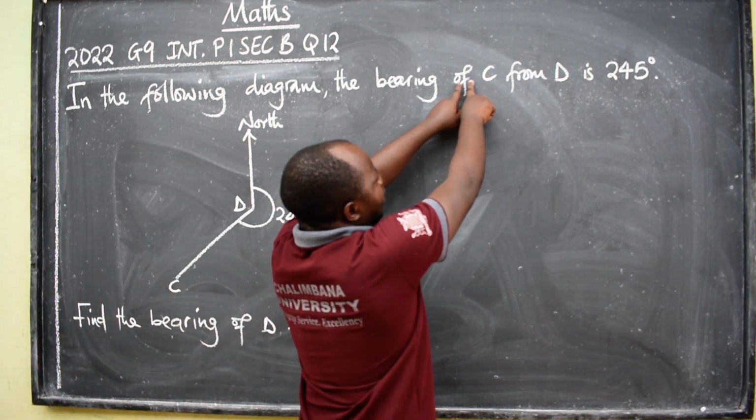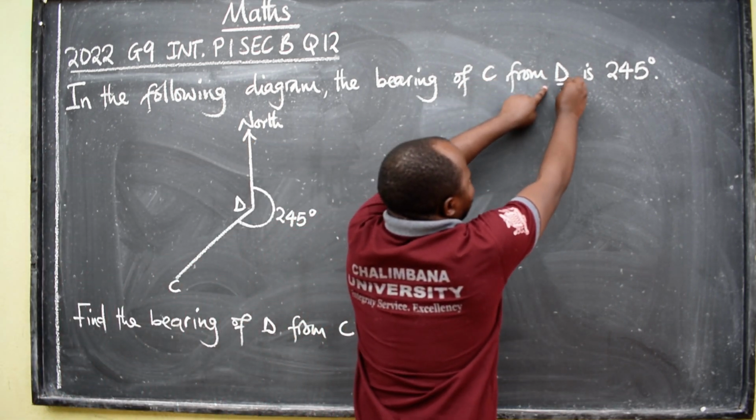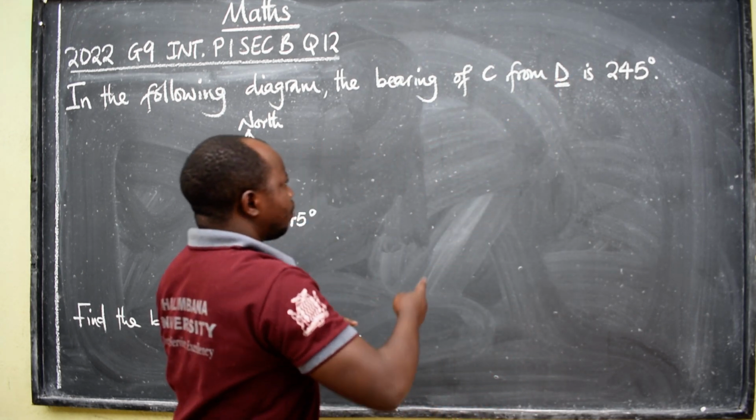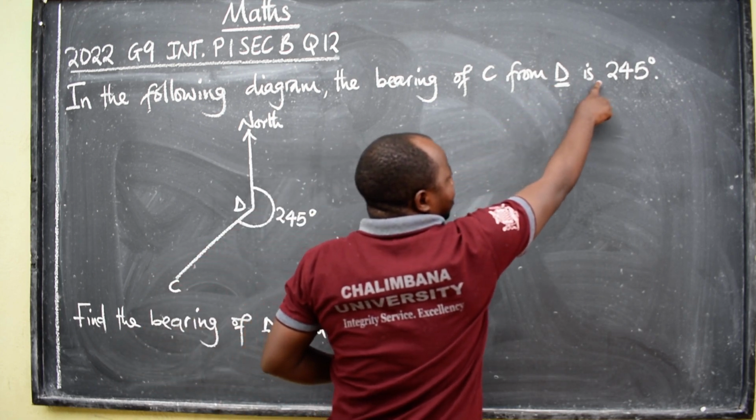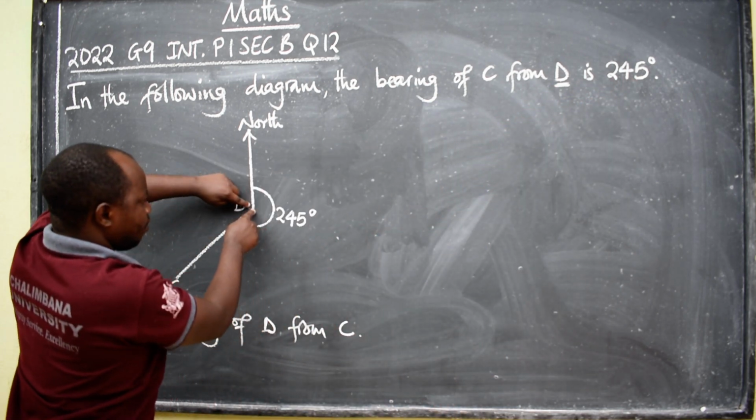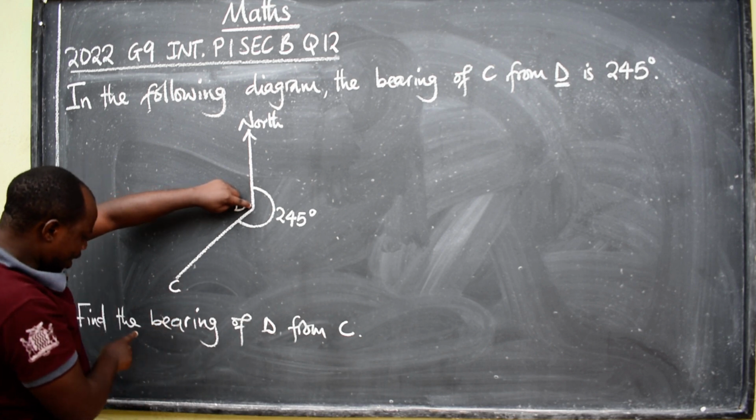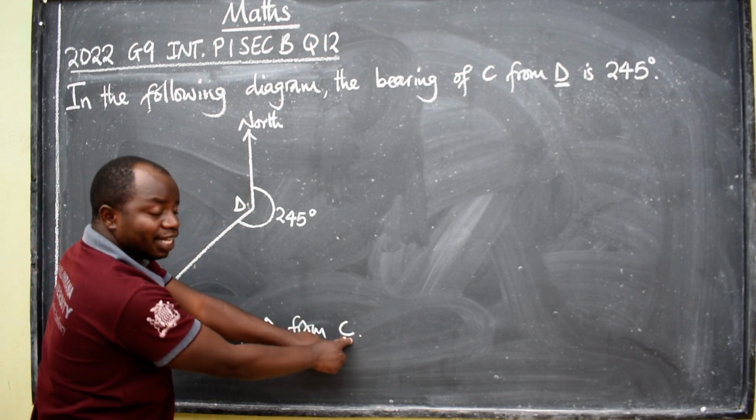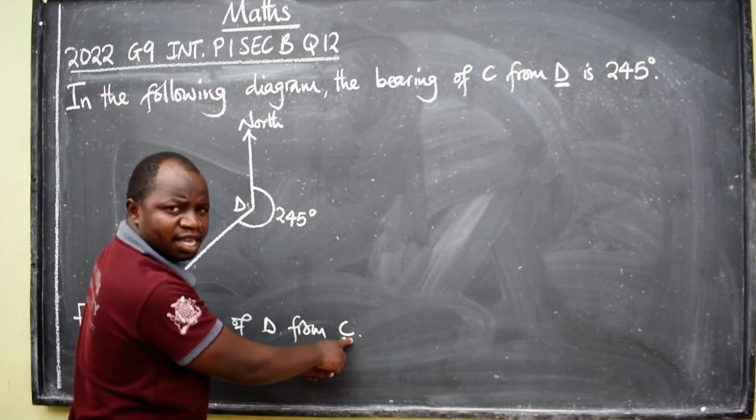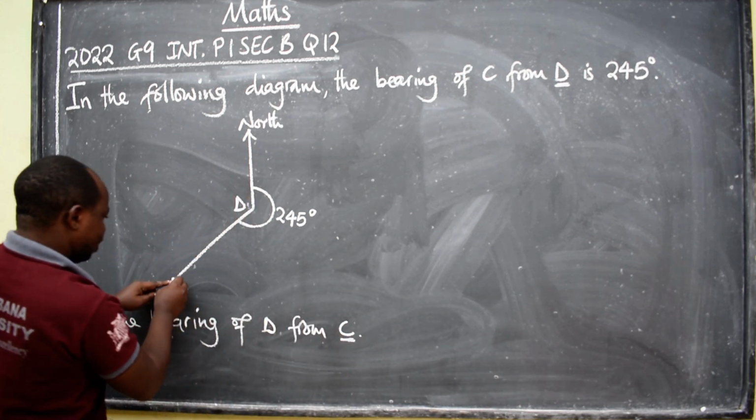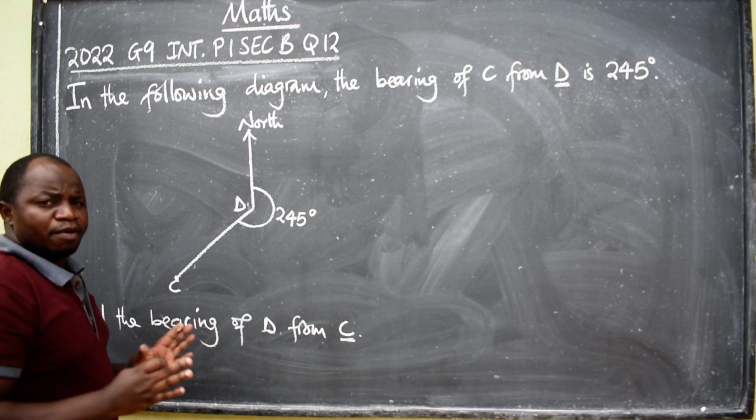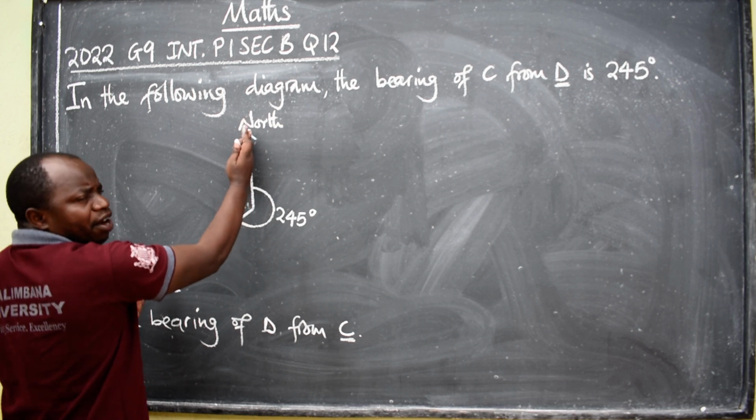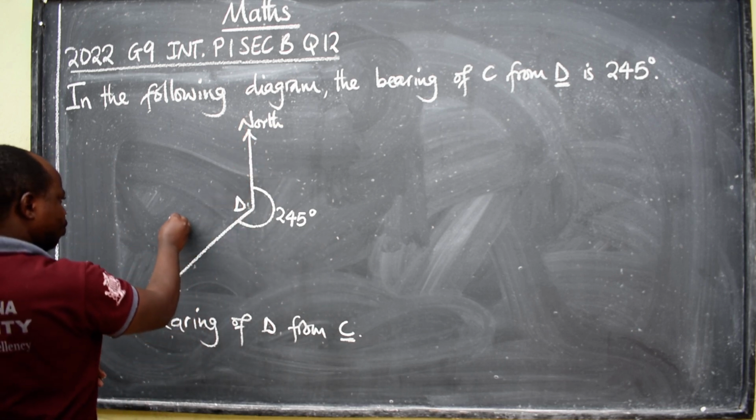When they say the bearing of C from D, the last letter, that is where the bearing is. So you can see the bearing, which is 245, is here, which is the last letter. Here they are saying we have to find the bearing of D from C, the last letter. That is where the bearing will be. So here, this point C. The moment you identify it, you are going to draw the north, which should always be parallel to this. So you are going to draw your north here.